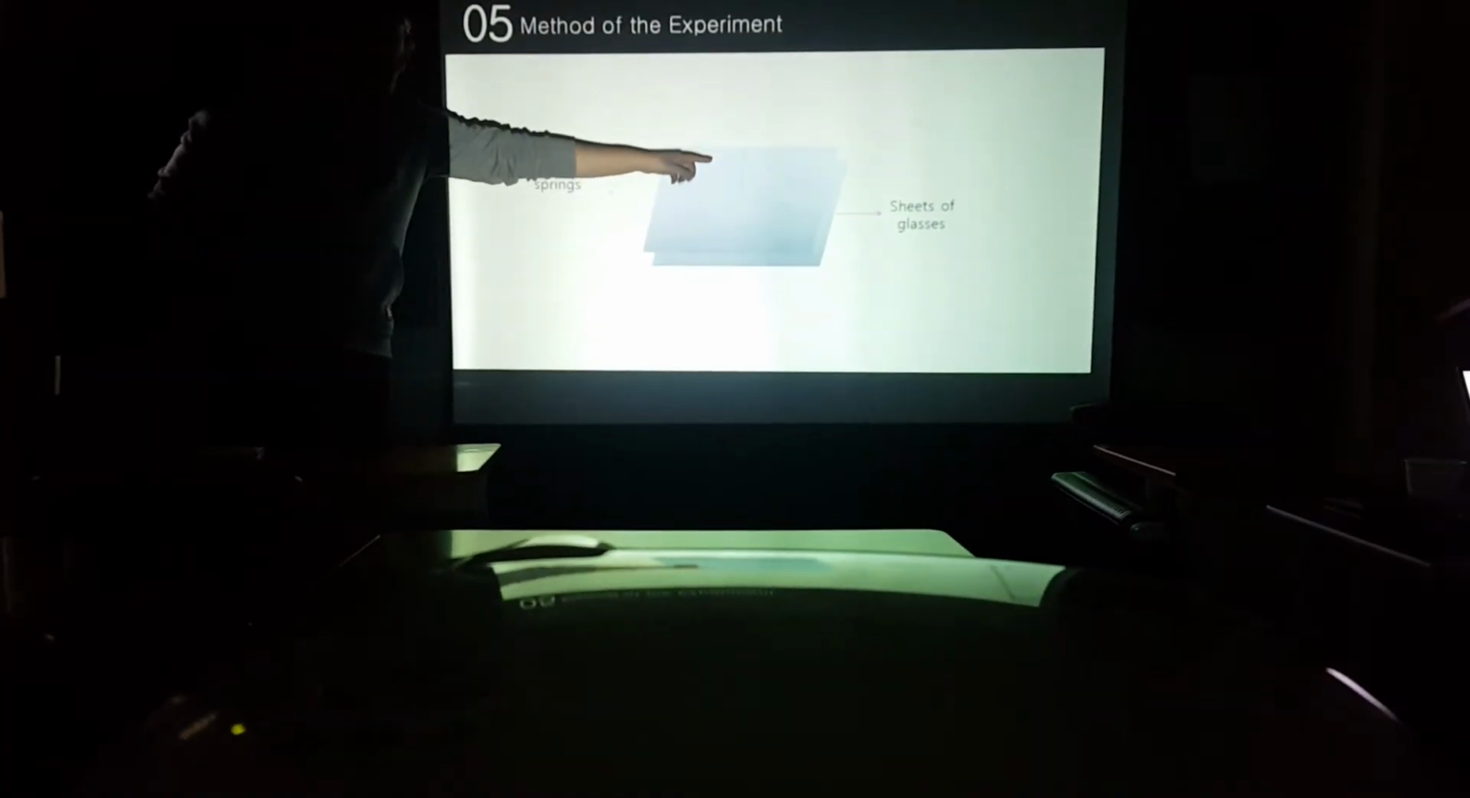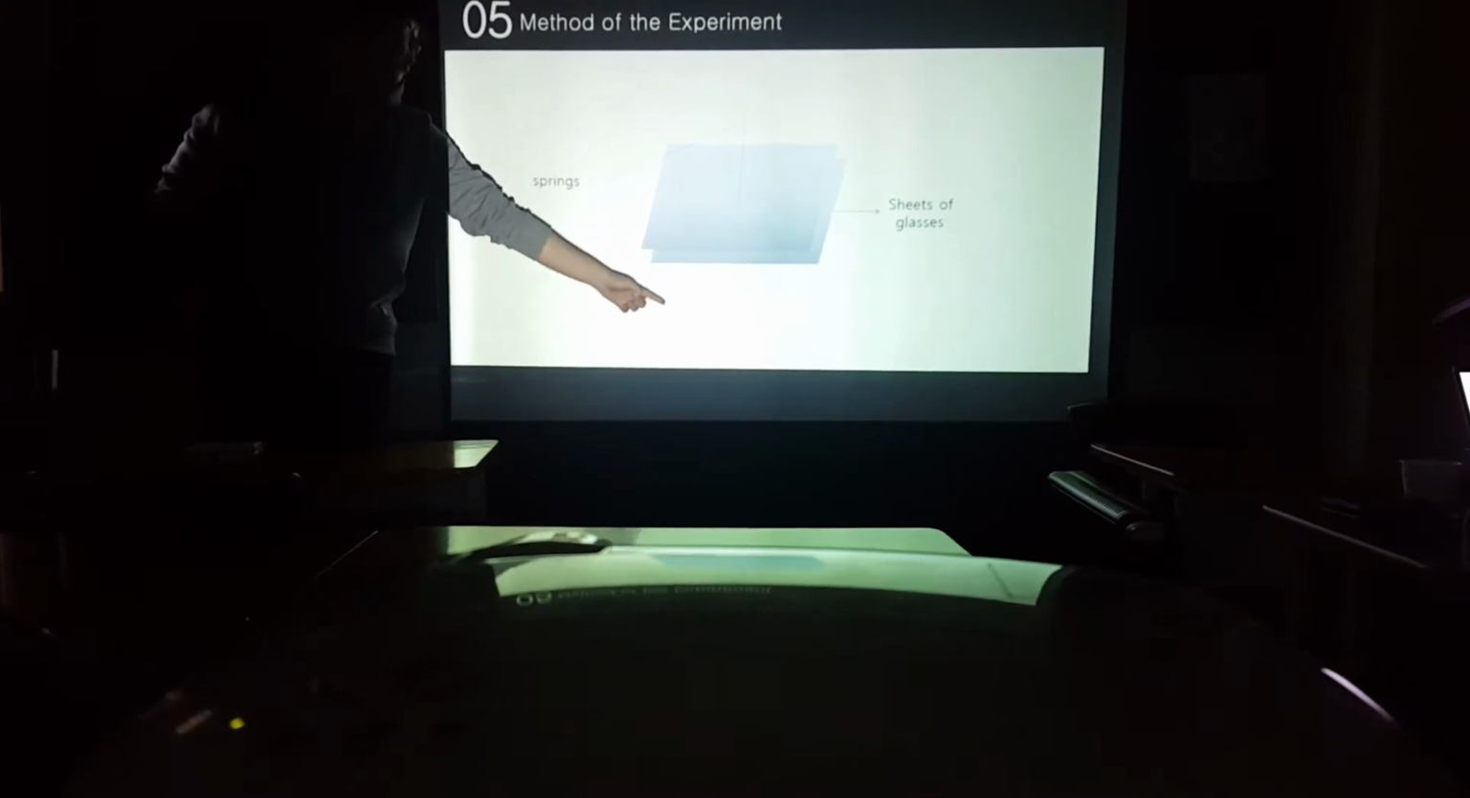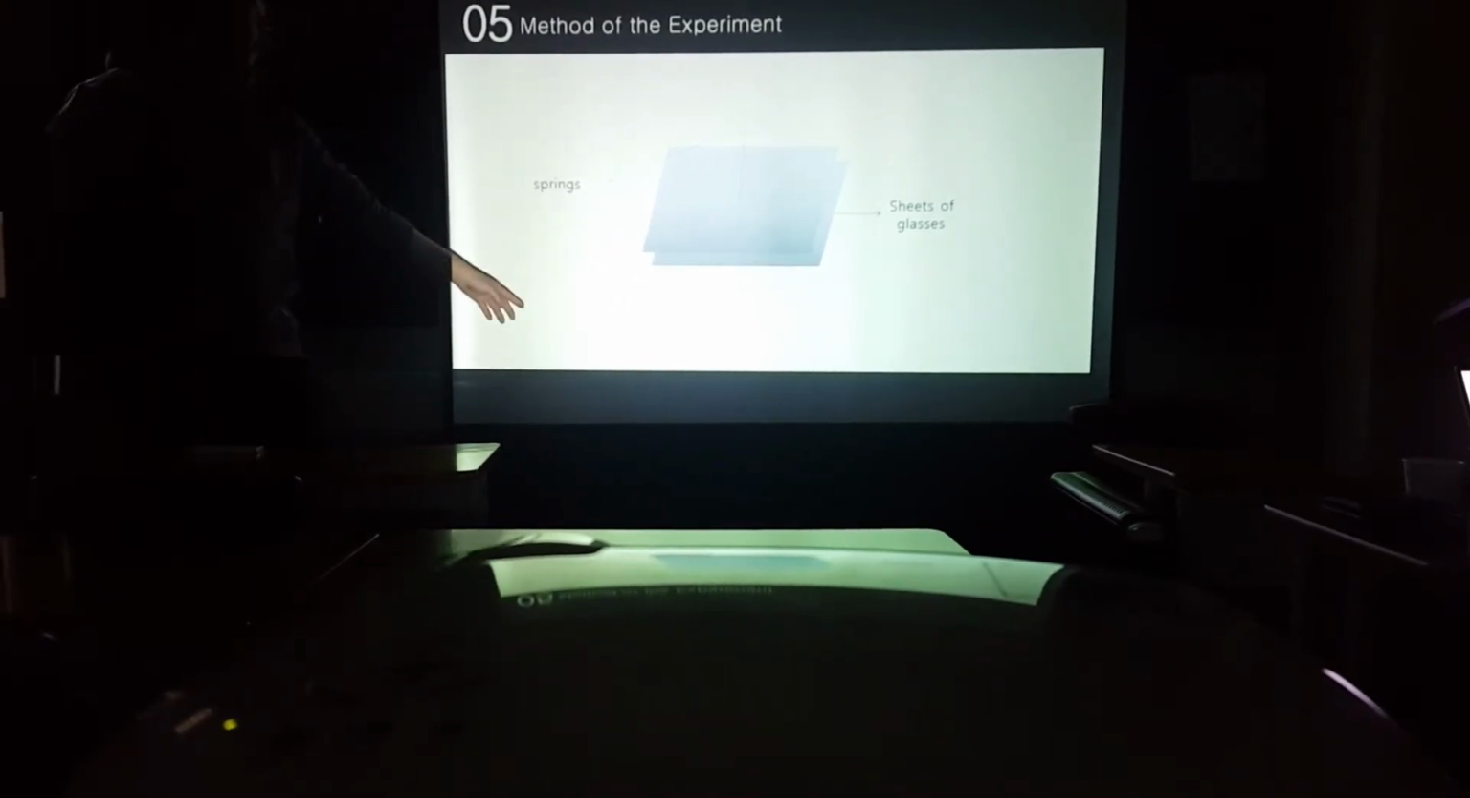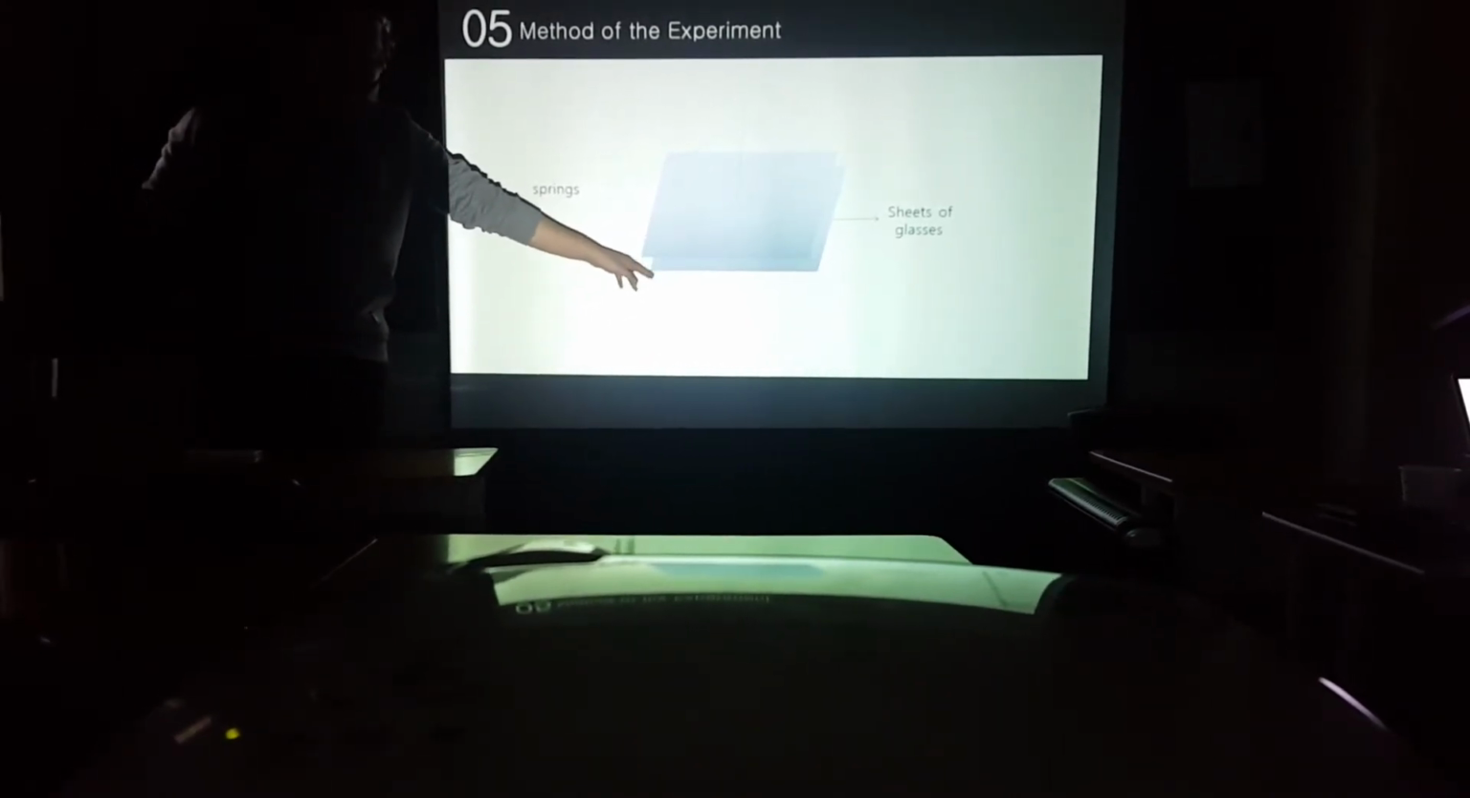So this is the method of my experiment. I designed like this. So I put a spring. This is not a spring, just the thread, and I put the spring in the downside, and those are the sheets of glasses. And I put a drop of water in this layer. Next.